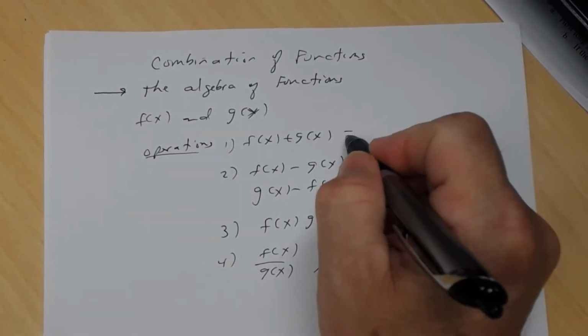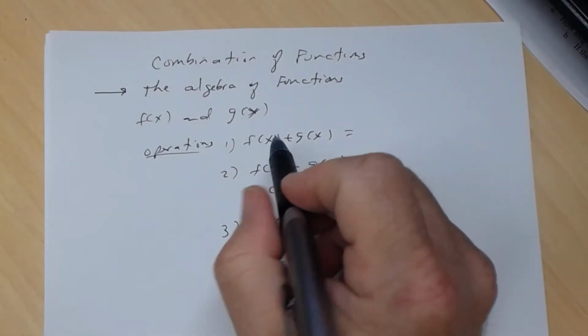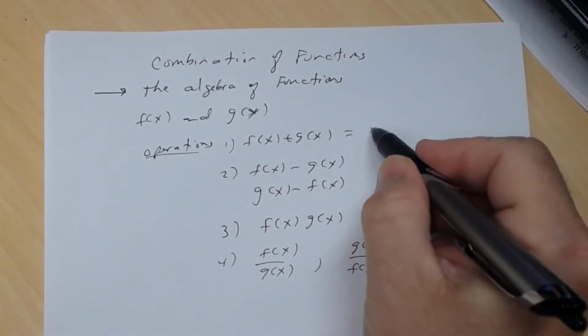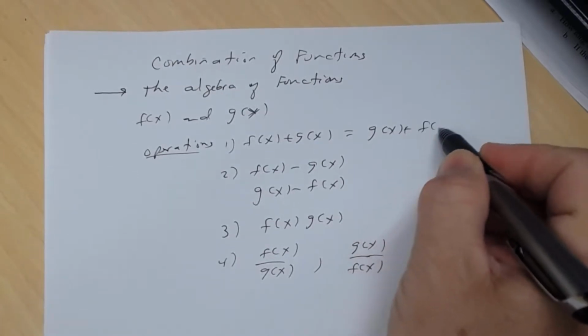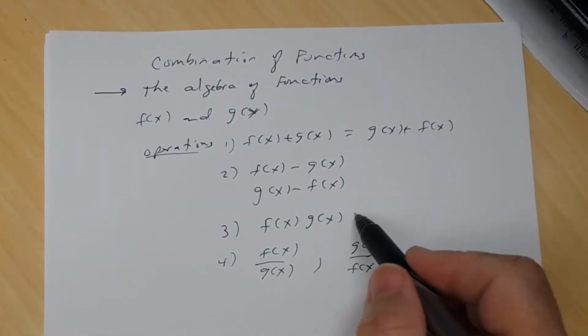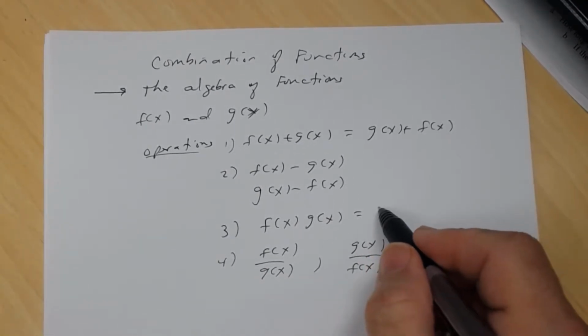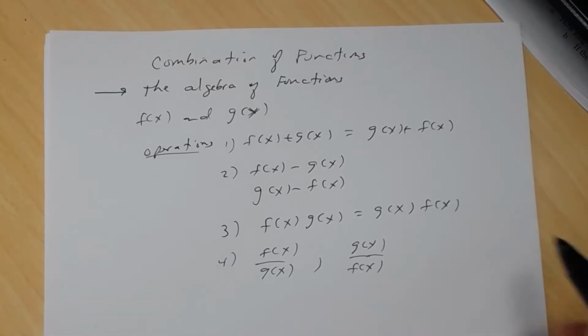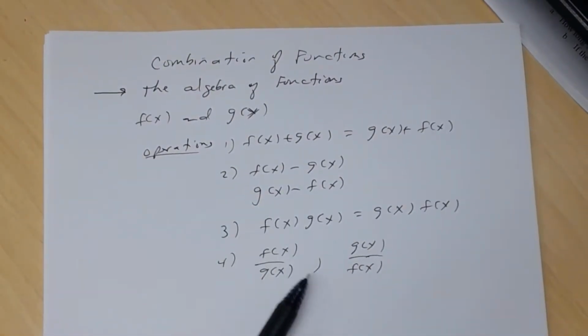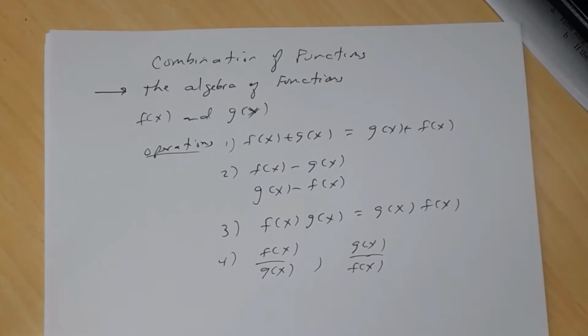But keep in mind that addition is commutative. So if you say f of x plus g of x, that's the same thing as saying g of x plus f of x. Multiplication is also commutative. The order in which you multiply two numbers does not matter. It's the same thing for functions. So I can say g of x times f of x. But the other two, subtraction and division, are not commutative. Okay, so that's what I mean by the algebra of functions. So given two functions, I can add them, I can subtract them from each other, I can multiply them, or I can divide them.